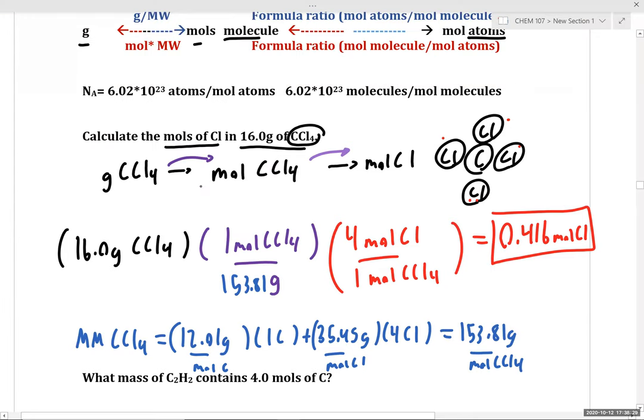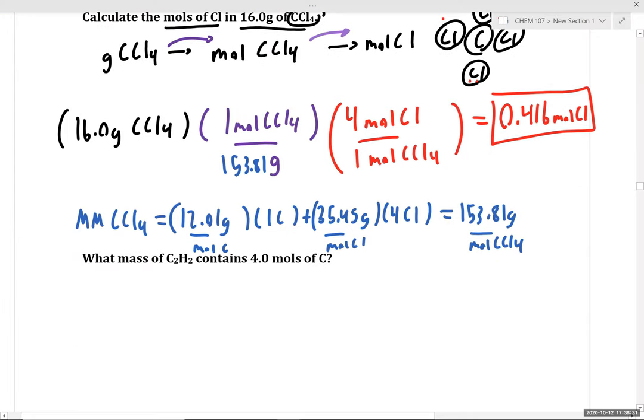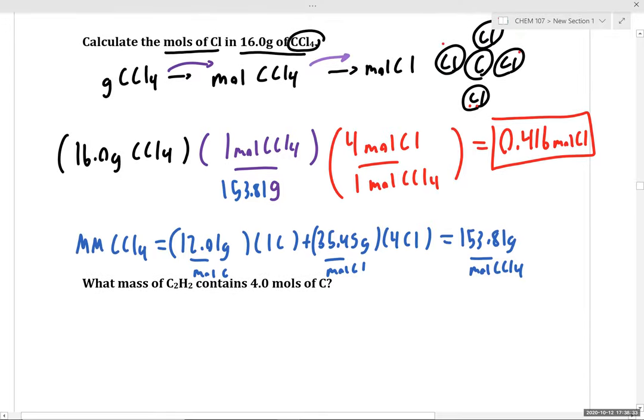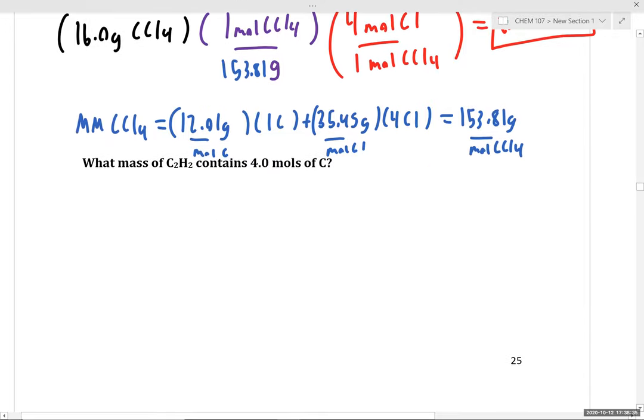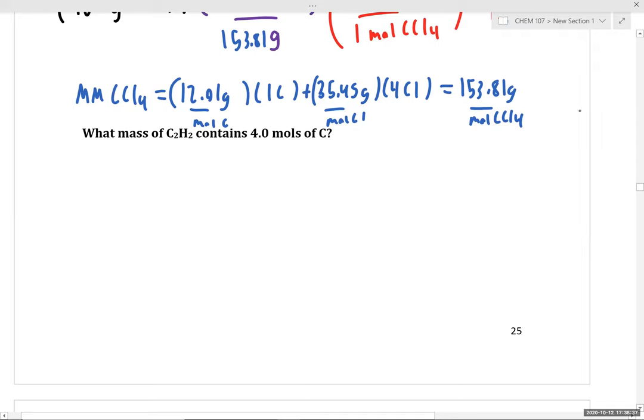Well, let's add some more data points. Let's add some more solved examples to our list to help us integrate what we've learned. So we're asked, what mass of C2H2 contains 4 moles of carbon? Okay, so we're given the moles of carbon and we're asked to calculate the grams of C2H2. Now, how do we calculate mass of a compound? What units do we go through? What intermediate units?